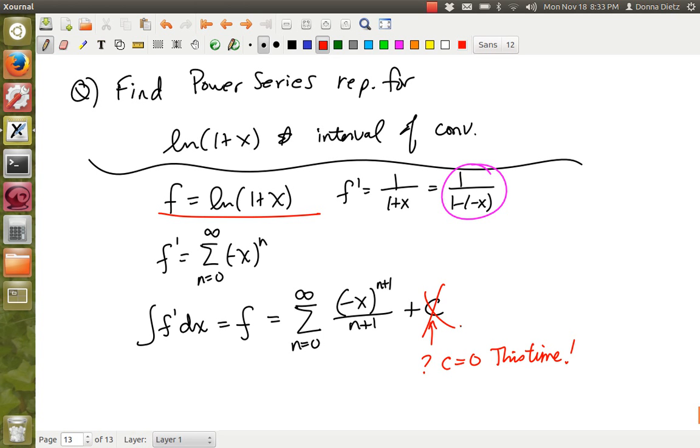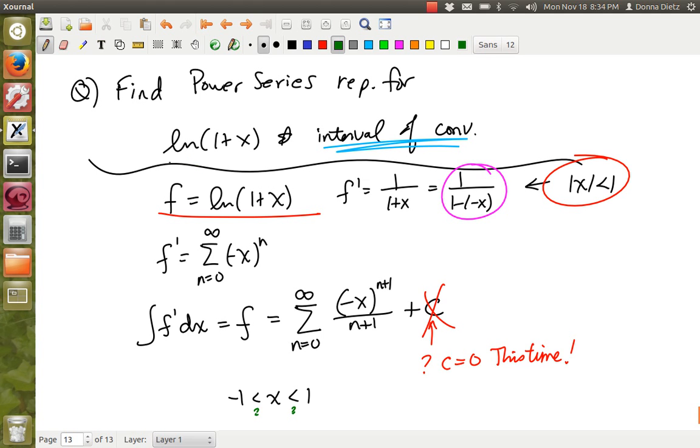Oh yeah, the question also said interval of convergence. So we know that in the original situation over here, we had this kind of thing going on. So we actually know that x is going to go from -1 to 1, but then we don't know about convergence on either end. So let's go ahead and look and see.